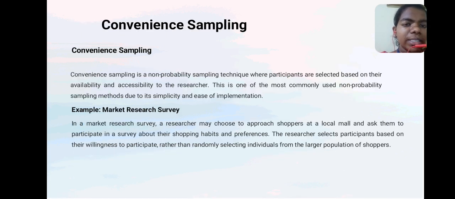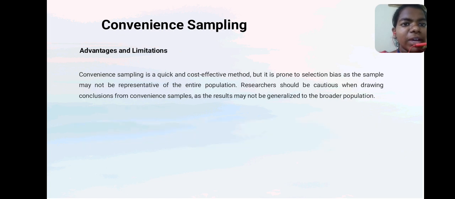So here in detail about convenience sampling, there is an example, that is a market research survey. In a market research survey, a researcher may choose to approach shoppers at a local mall and ask them to participate in a survey about their shopping habits and preferences. The researcher selects participants based on their willingness to participate rather than randomly selecting individuals from the larger population of shoppers. And the advantages and limitations of convenience sampling, that is, it is a quick and cost effective method, but it is prone to selection bias as the sample may not be representative of the entire population.